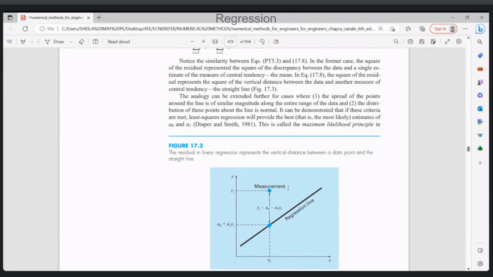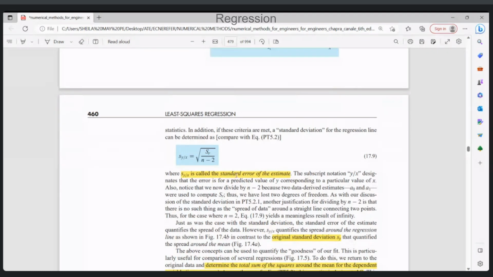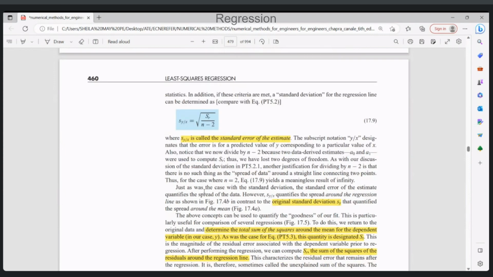Now, if those two criteria are met, then we can have this standard error of the estimate, which is represented by S sub Y over X. It is equal to the square root of S sub R divided by N minus 2, wherein S sub R is the sum of the squares of the residuals around the regression, and N is the number of points or data.